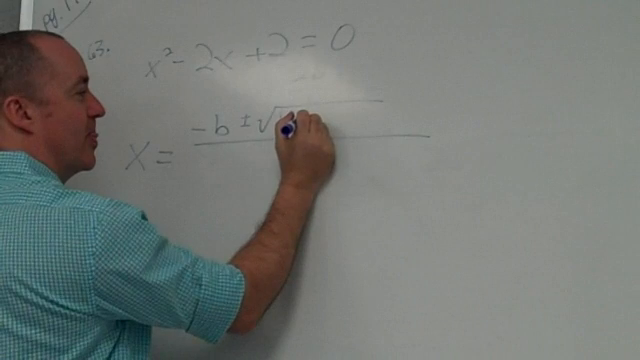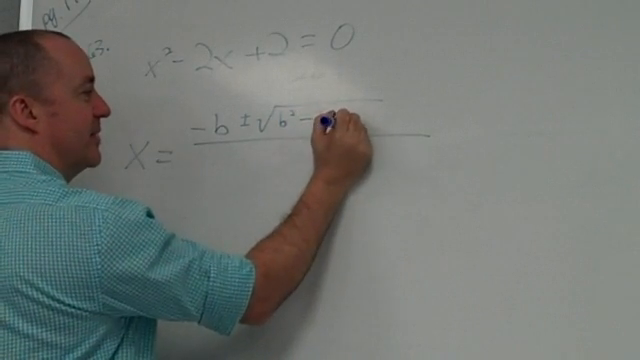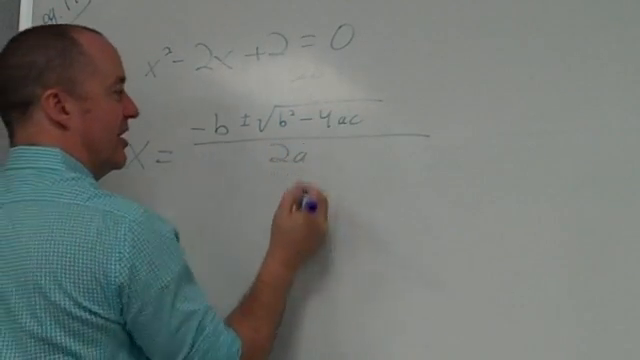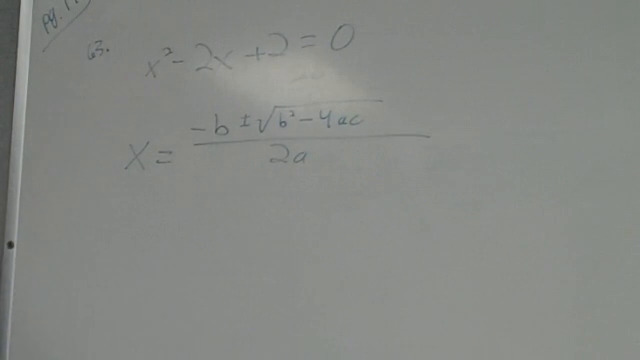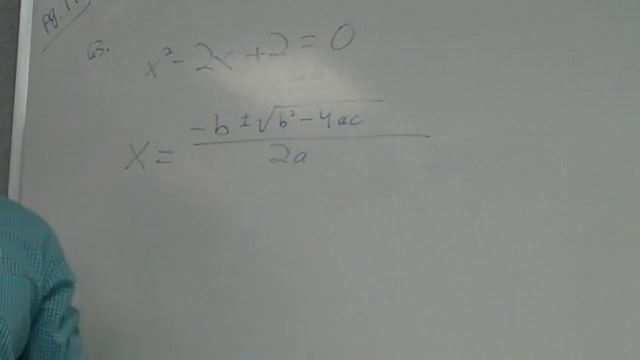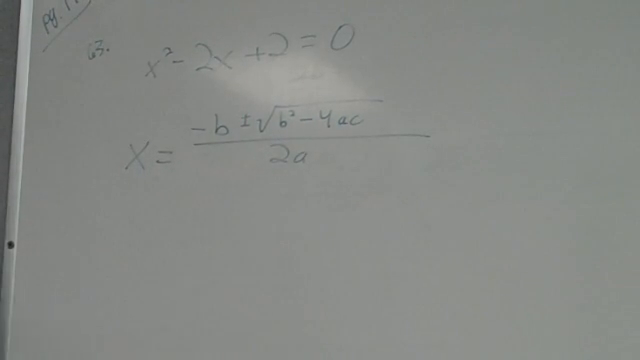b squared minus 4ac over 2a. Very good. Team effort. Okay, since we're dealing with imaginary numbers a lot, if I give you some quadratics to solve tonight, what do you think is going to happen under here? It's going to become a negative. It's going to be a negative number under there.